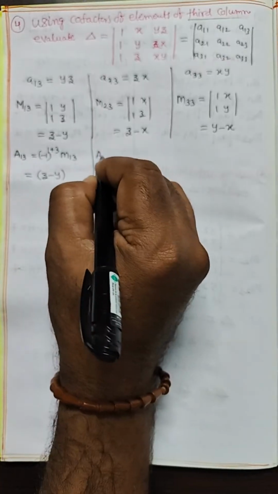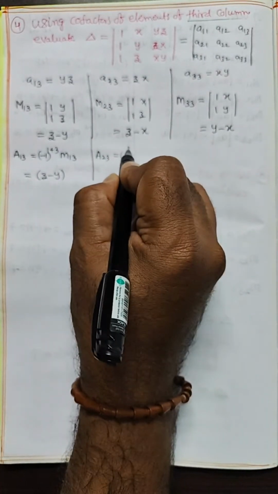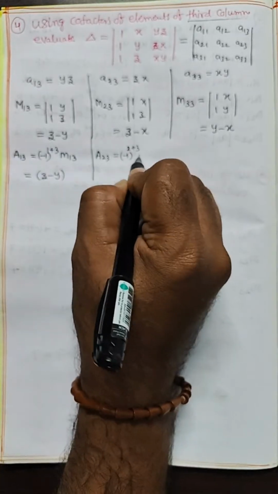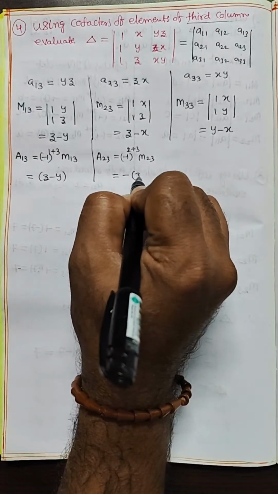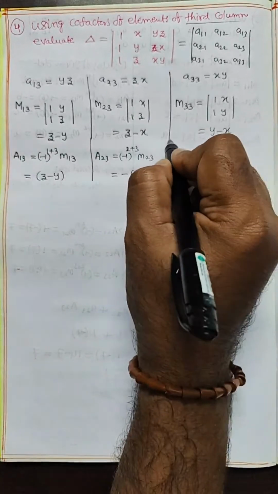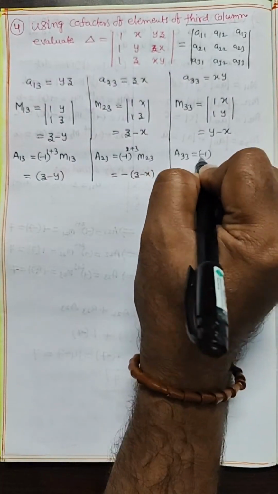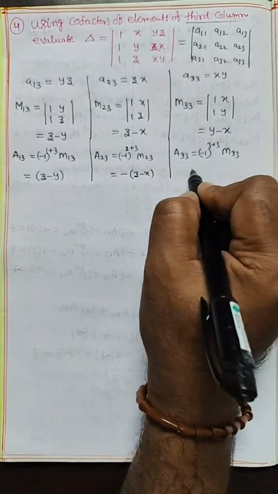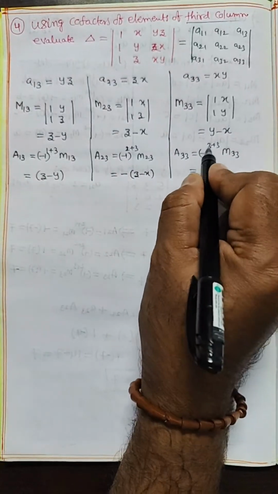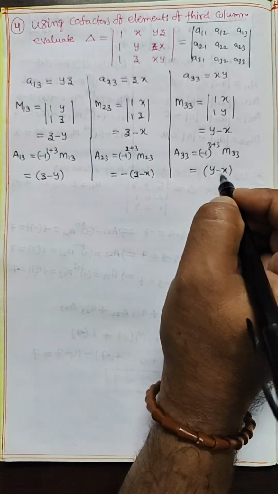Next, A23 is equal to minus 1 whole power 2 plus 3 into M23, which is equal to minus M23 value, z minus x. Next, A33 is minus 1 whole power 3 plus 3 into M33. So this is positive. Minus 1 whole power 6 means plus 1. So next, y minus x.